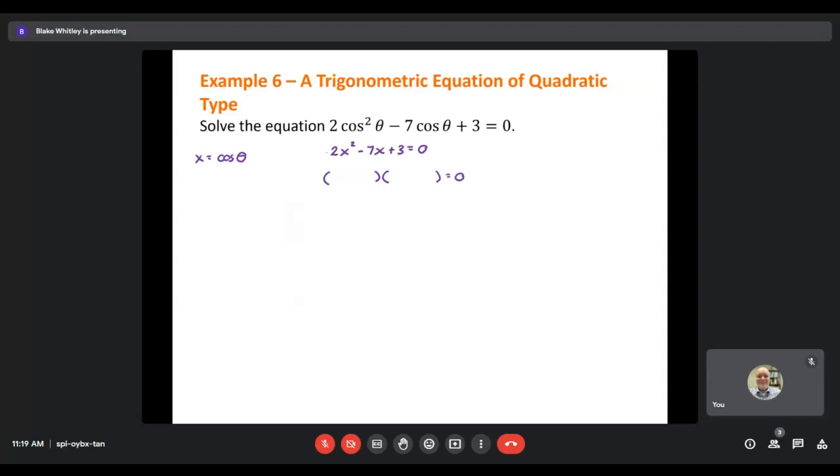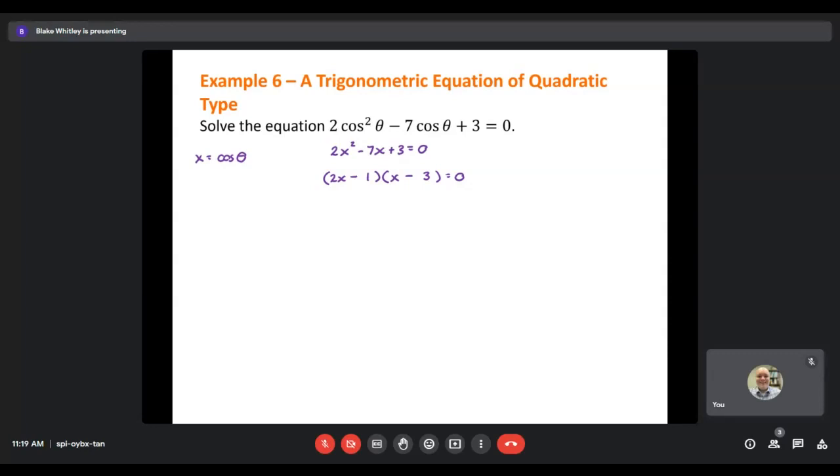I'm looking at my factors of 2x squared. That's going to be 2x and x. Now I'm looking at my factors of 3. That's going to be 3 and 1. And in this case, I'm going to put the 3 with the x, the 1 with the 2x, just because I know I need to multiply 2x times 3 to get 6x and 1 times x to get 1x. That way I get a 7x in the middle. And because it's a negative 7x and I need a positive 3 when I multiply, both of these signs are going to be negative.